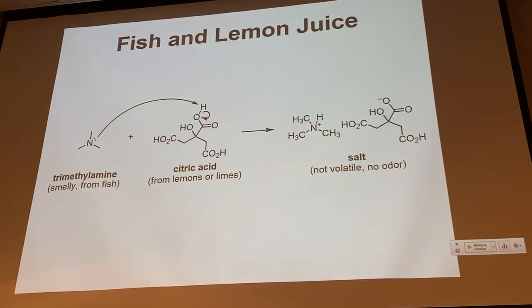Now, if we protonate that nitrogen, we now make a salt. That salt is not volatile. It has a very, very, very high boiling point, and so we're not going to smell it. So that's why we put lemon juice or lime juice on our fish, to perform this acid-base reaction that's going to neutralize that odor. Okay, any questions? So now next time you eat fish, you'll know what's going on, and you can inform your friends you're eating with about your chemical knowledge.